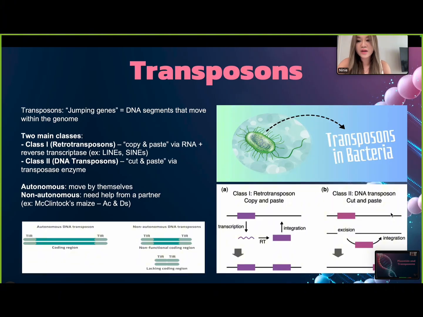So what are they? Transposons could also be called jumping genes. They're DNA segments that move within the genome. There are two main classifications for transposons. The first one is retrotransposon. They use the copy and paste method through an RNA before they make the DNA copy. Our second class is DNA transposon. They use the cut and paste method through an enzyme called transposase, and some of the transposons are autonomous, which means that they can move themselves, but some of them are non-autonomous, which means that they would need help from a partner.